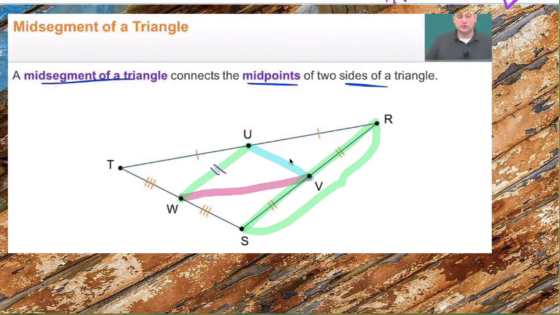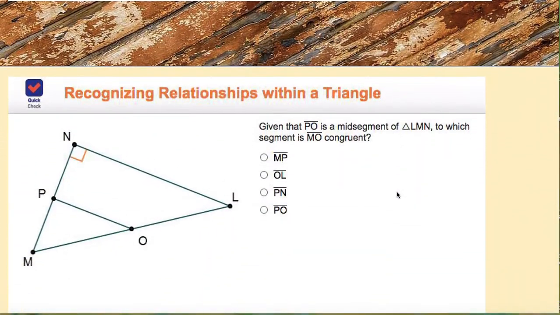And we could say the same with UV and TW and WS. And we could have WV congruent to TU and UR. So some cool things happen with midsegments. If you draw all three, you will see that you have created 4 triangles in this image, and they can all be proven congruent to each other through the use of side, side, side. So pretty neat about midsegments.